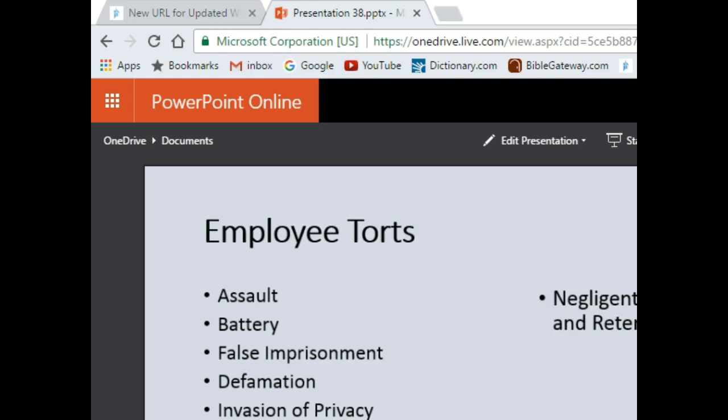Now, we've already encountered some of these torts earlier in the course, invasion of privacy, defamation. So let's talk about employee torts. I've put these into two columns. The column on the left involves torts that are based on intent. In other words, the conduct is intentional or carried out in such a way that it's been reckless, disregarding the rights of the injured party.